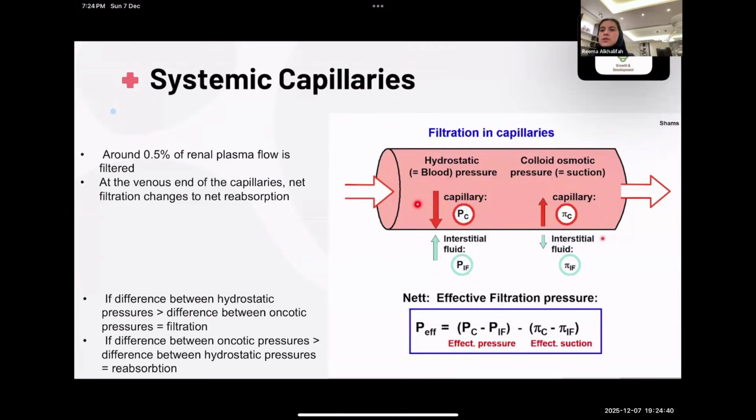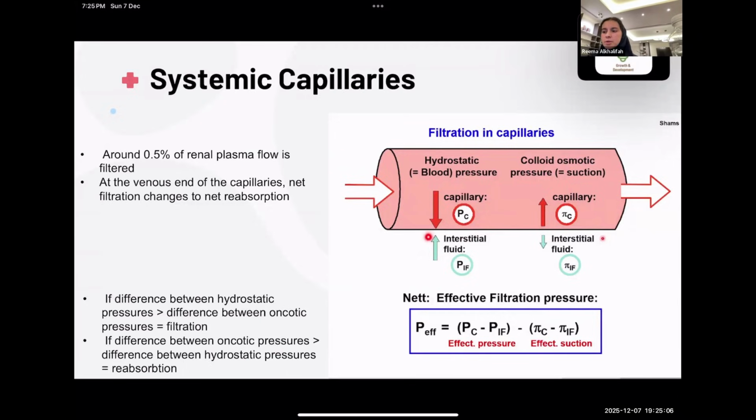Now, let's talk about this hydrostatic capillary pressure. Now, it's going to decrease as it goes along the capillary. Why? Because there's resistance. And if there's resistance, it's going to affect the pressure. So there's going to be a pressure drop as it goes along the capillary. But for the oncotic capillary pressure, it's going to only slightly rise, just a little bit. So we're going to ignore and assume it stays the same throughout the capillary.